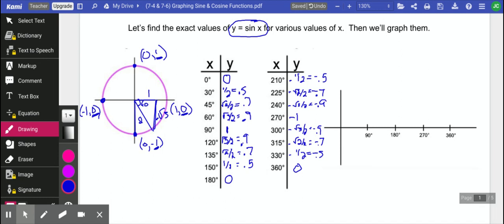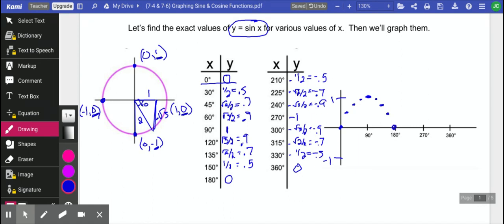Okay, so now look at this table of values. I want to graph the point 0, 0. Okay, and then I have 30 degrees and 0.5. Here's 1. We'll call this -1. Okay, so 30 degrees, 0.5. 45 degrees, 0.7. 60 degrees, 0.9. And 90 degrees, 1. And then 120, 0.9. 135, 0.7. 150, 0.5. And 180, 0.